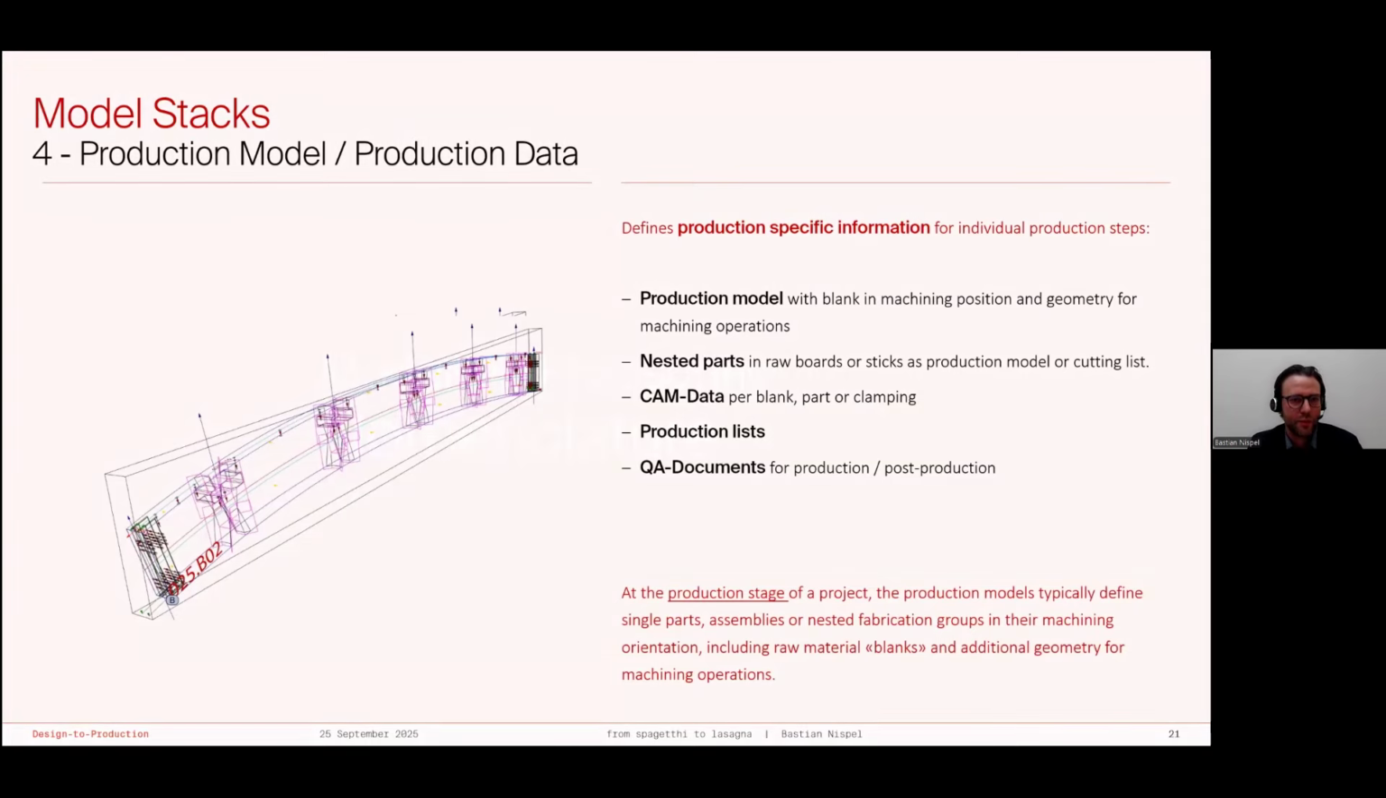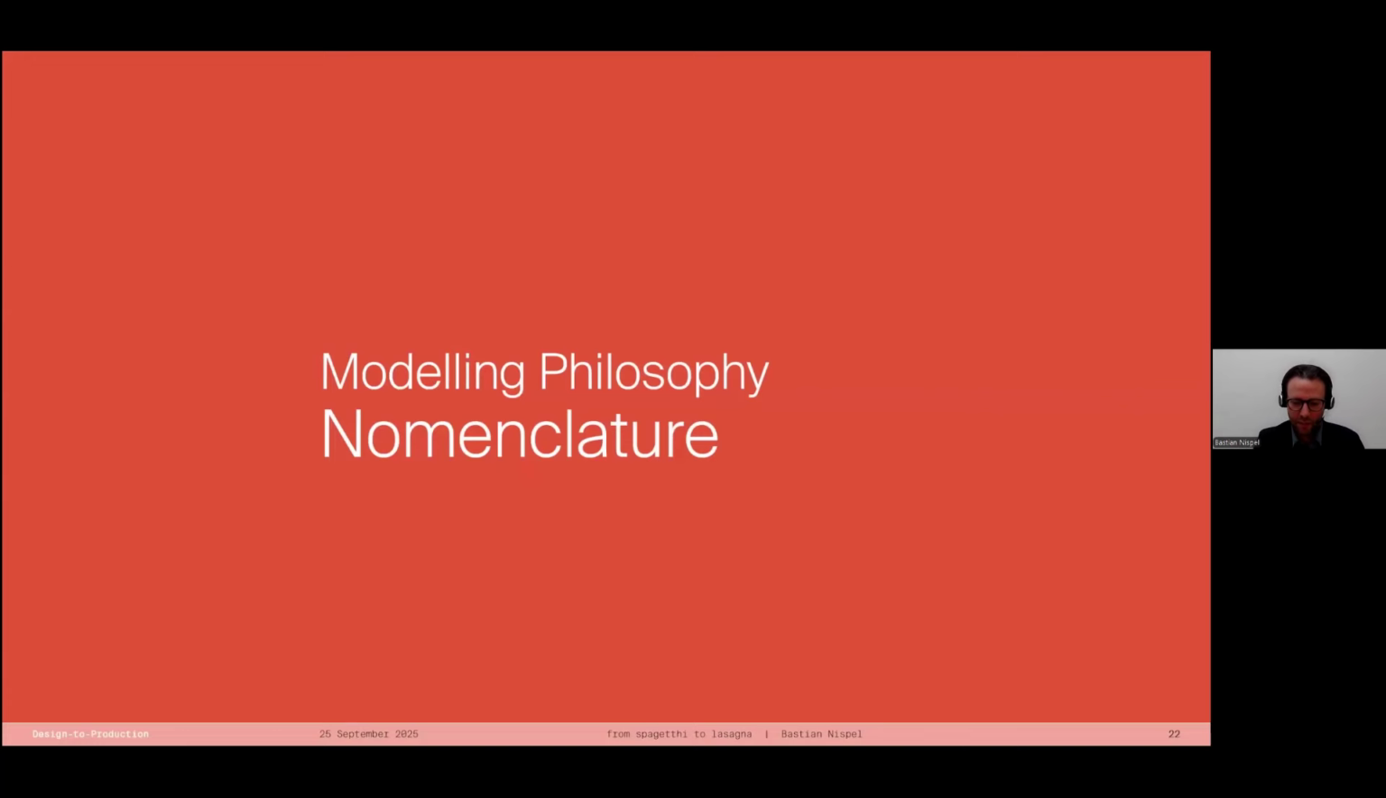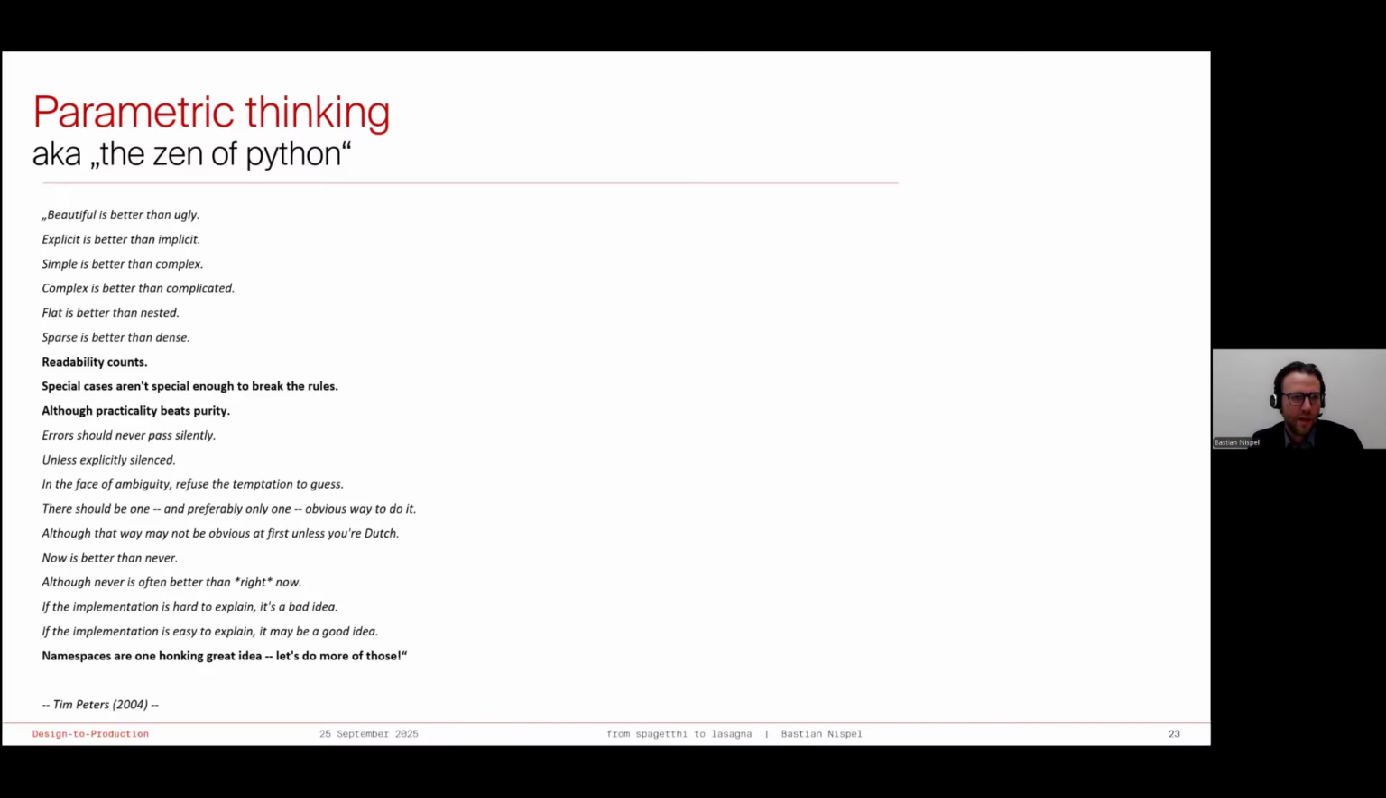So that was just a brief overview of how we set up our models. Now we go a bit more into detail to come closer to the process itself. It's about nomenclature. I want to start with a reference to the Zen of Python, you probably know that one. And I picked some of the comments here.